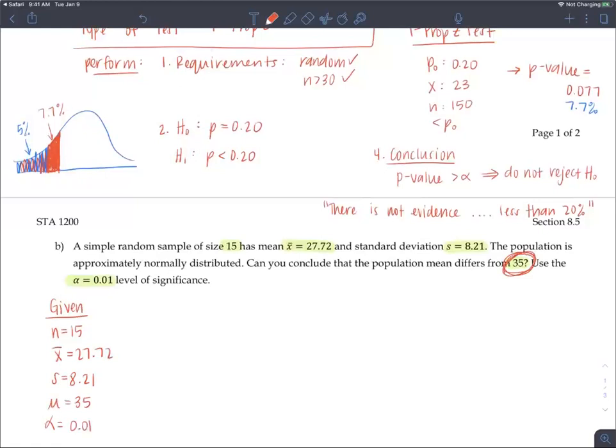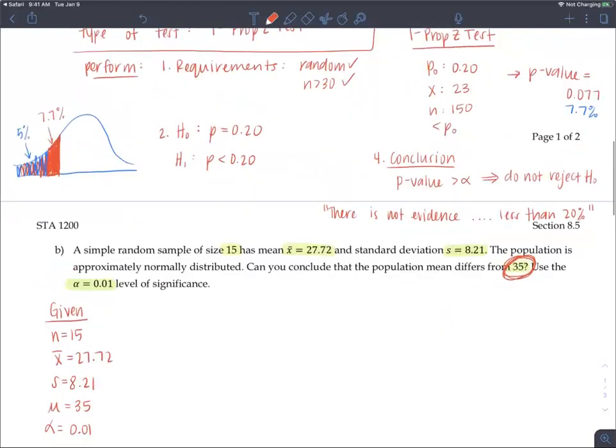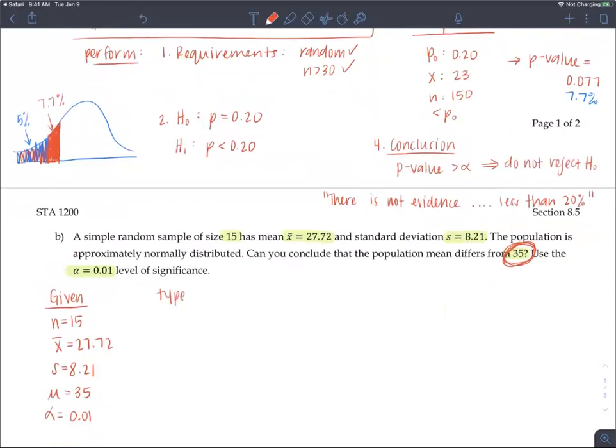And so the first thing it wants us to do is figure out what we're testing, either mu or p. Since we know that mu is equal to 35, we're testing mu. So the type of parameter, that's the first question. Type of parameter is mu.